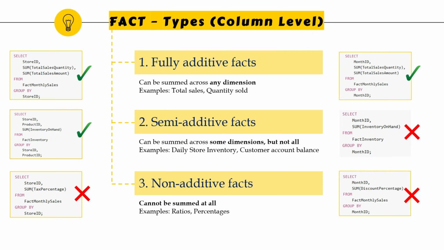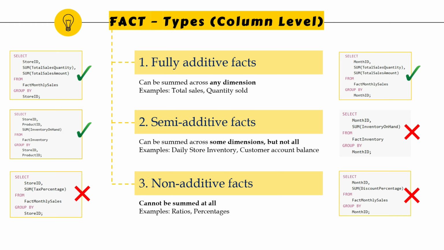In these cases, a good practice is to store the components that make up the ratio or percentage in the fact table and calculate the final percentage or ratio later, either in your BI tools or in the consumption layer, so that your aggregates stay accurate.